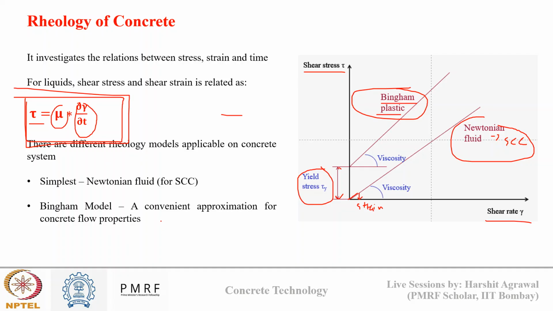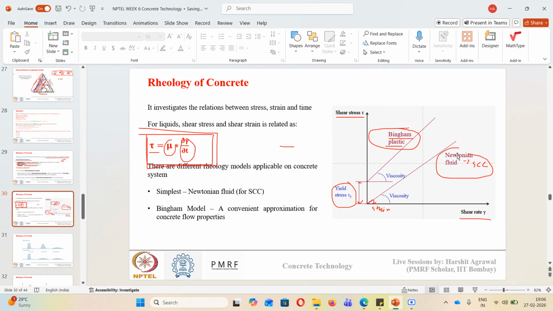Now in concrete, different rheological models help us to describe its behavior. The simplest model is the Newtonian fluid, but for practical application we use the Bingham model. Okay, as it effectively captures the yield stress and plastic viscosity, which are key to understanding the concrete flow and its consolidation performance or its compactability. Okay, how well it can compact. Okay, so this is about the rheological parameters.